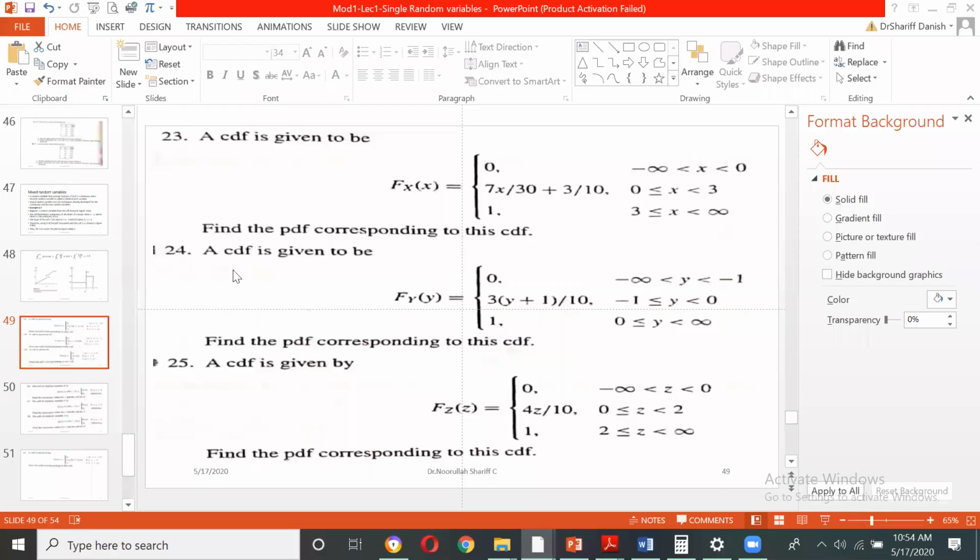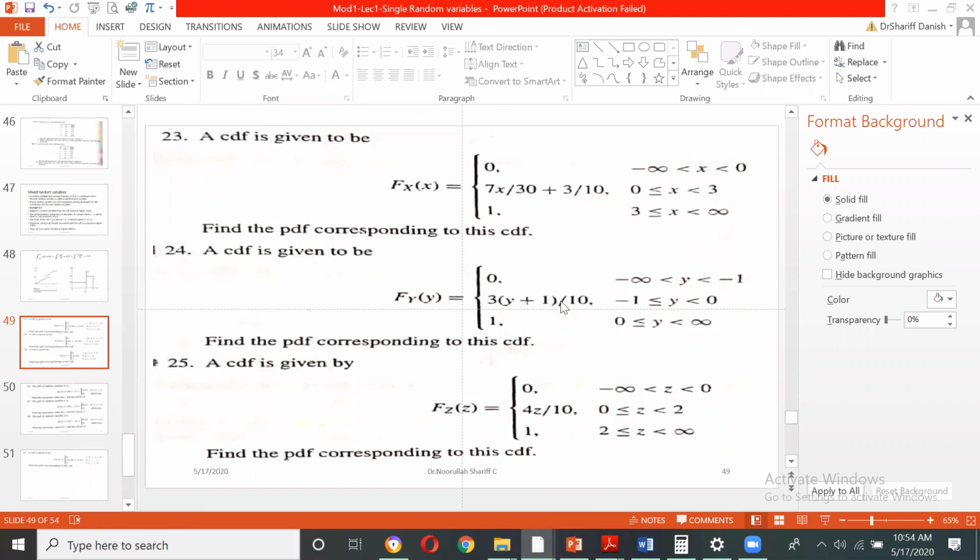So we are trying to solve this 24. So here F_Y(y) is 0 between minus infinity and minus 1, (y plus 1)·3/10 between minus 1 and 0, and 1 between 0 and infinity. So what does this mean? This just means 3y by 10 plus 3 by 10, if you want to write it in this format. So the slope here is 3 by 10.